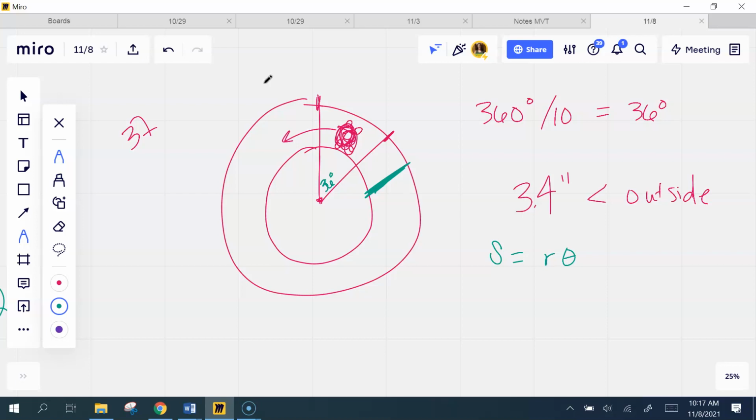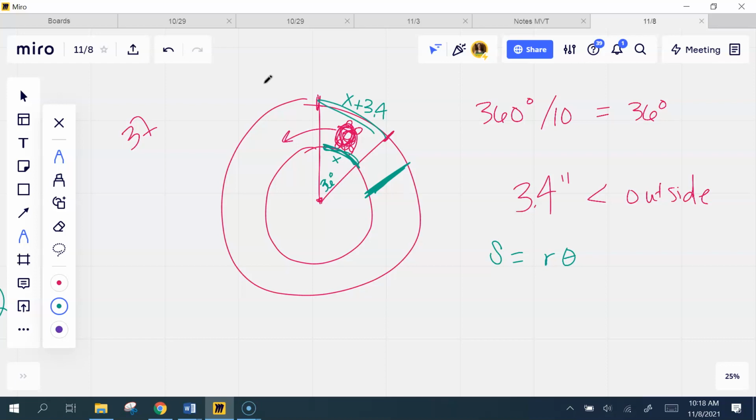But it tells me that the inside arc of each piece, so this piece, is 3.4 inches shorter than the outside arc. So I'm going to call this, I don't know, X. This one would be X plus 3.4. Do you agree with that? Does that make sense?